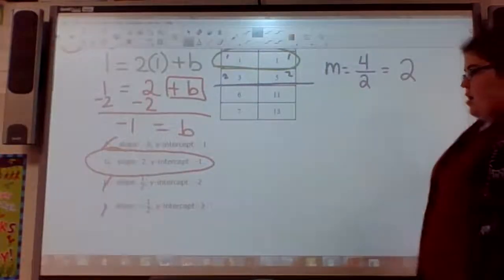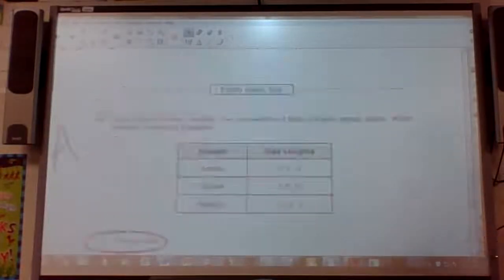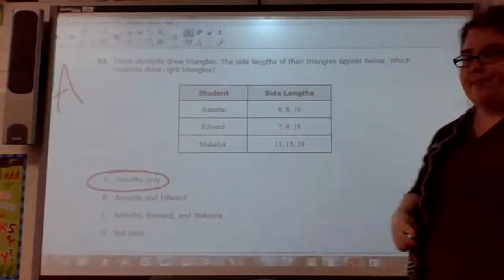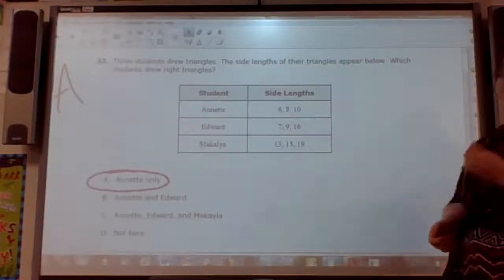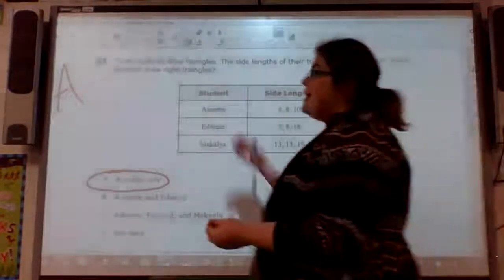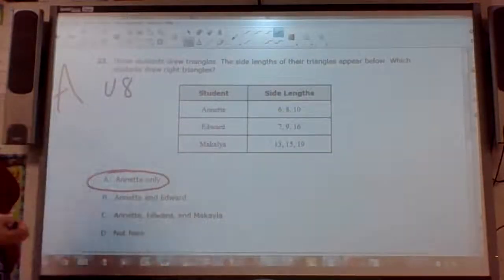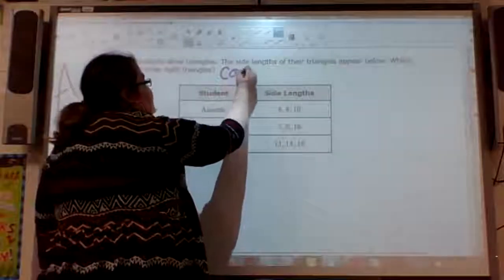Okay. Let's go to the next problem, number 23. Number 23, the correct answer was A. So let's figure out how it worked. 3 students drew triangles. The side lengths of the triangles appear below. Which students drew right triangles? This problem is in Unit 8. That is your Pythagorean theorem. And this is actually the Pythagorean theorem converse.